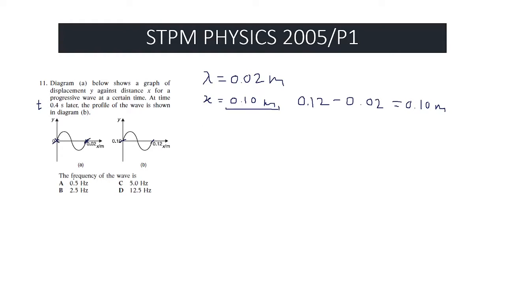And now we want to find out the frequency. So we can find out the velocity first. V equals x per t, so equals 0.10 per time, 0.4 second. So the answer is 0.25 meter per second.